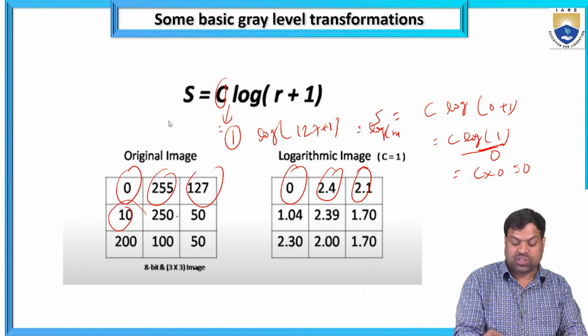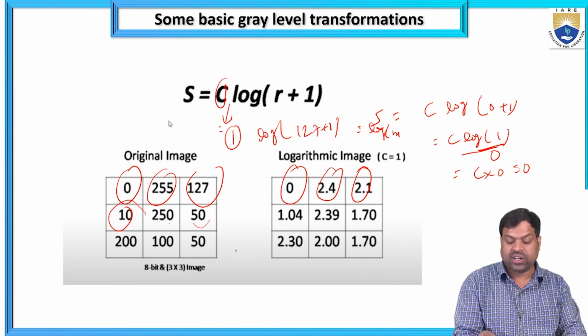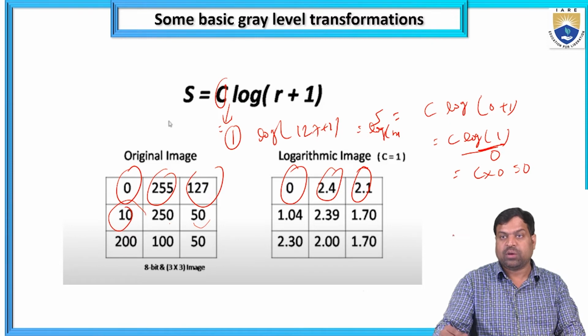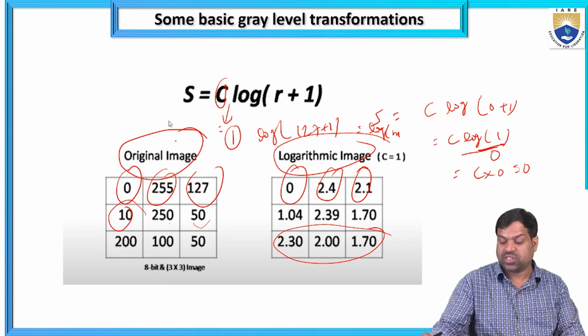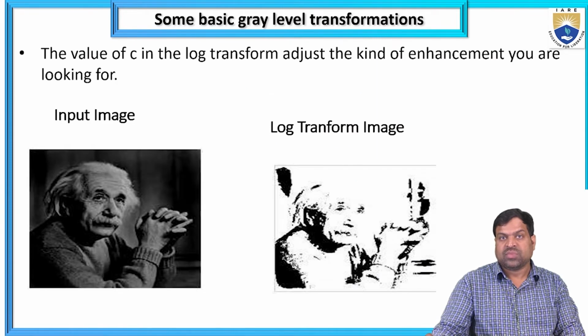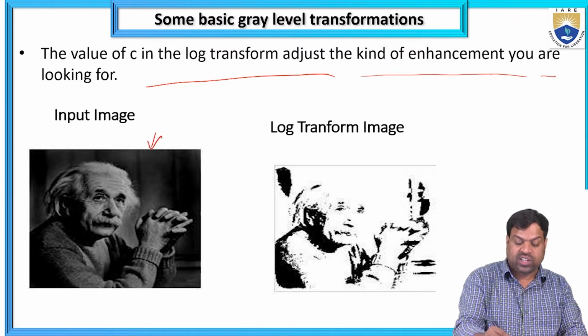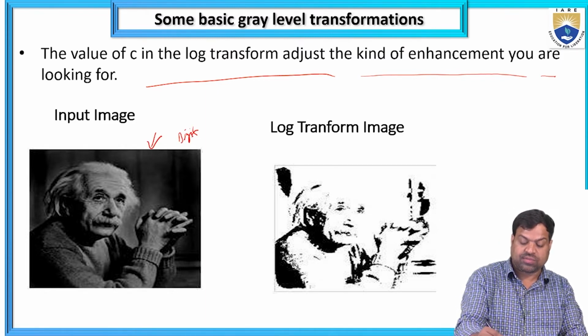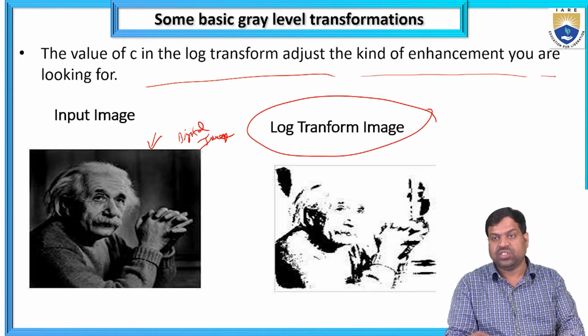So C into log of R plus 1, with R values like 10 plus 1, 250 plus 1, 50 plus 1, that means 51, 200 and 100, like this. When I am applying the logarithmic technique, the output values are like this. So these are the logarithmic images, and these are the input original digital images. The value of C in the log transformation adjusts the kind of enhancement we are looking for. It is the input digital image. After the log transformation, I am getting it like this. Okay, it is the inverse of this image.